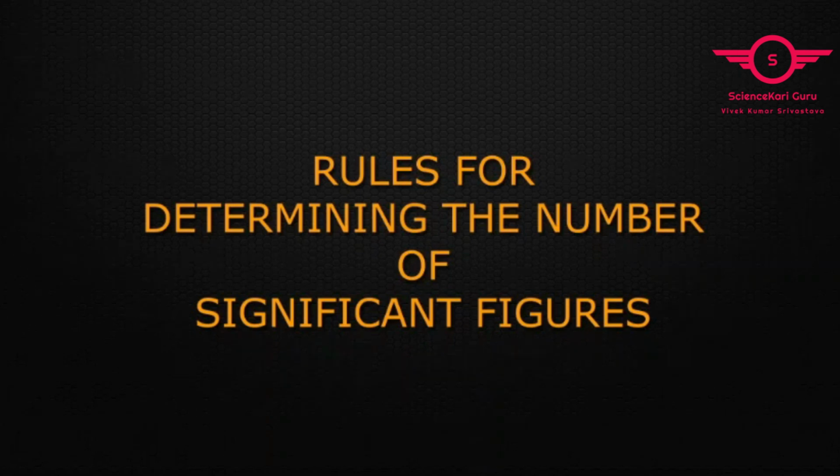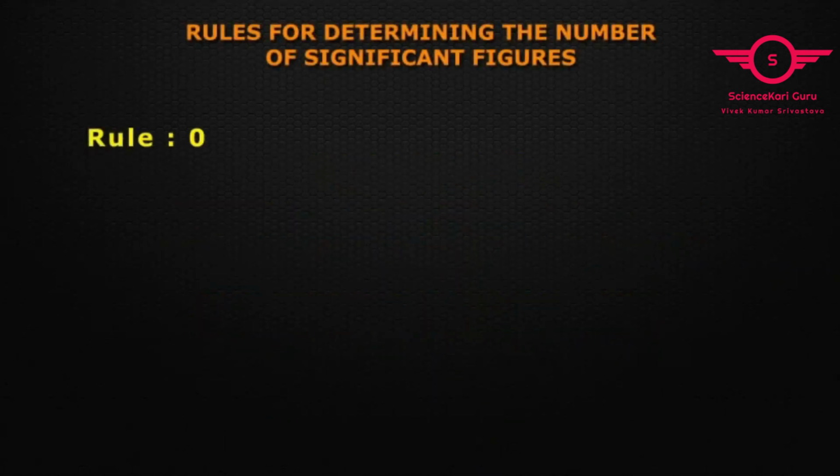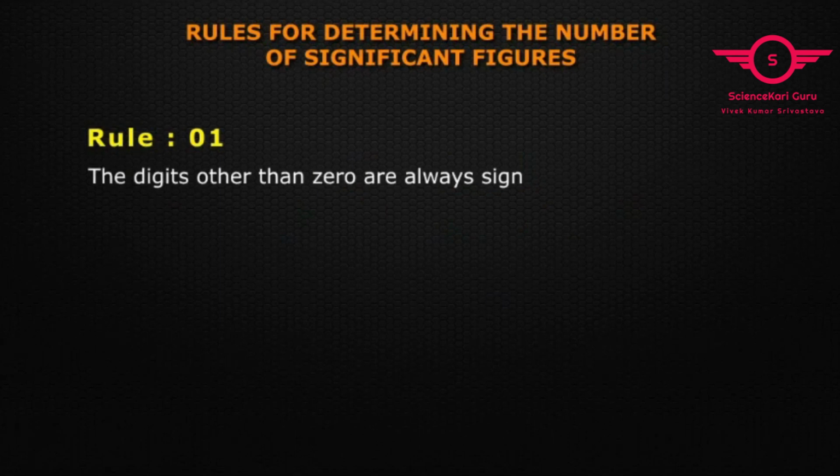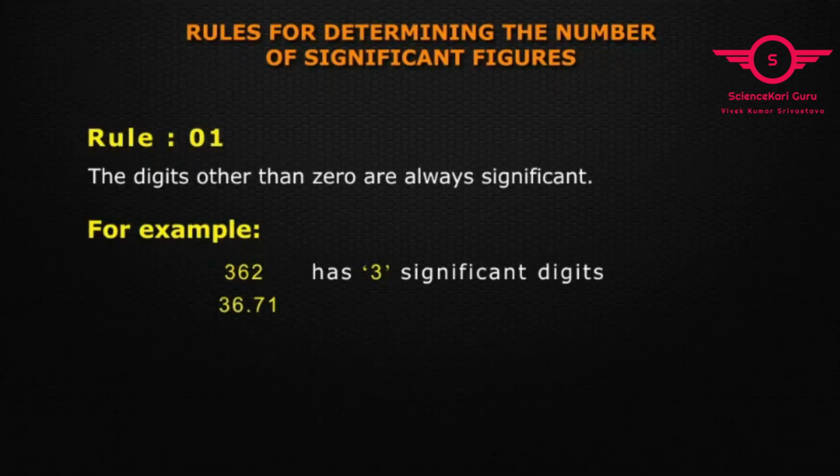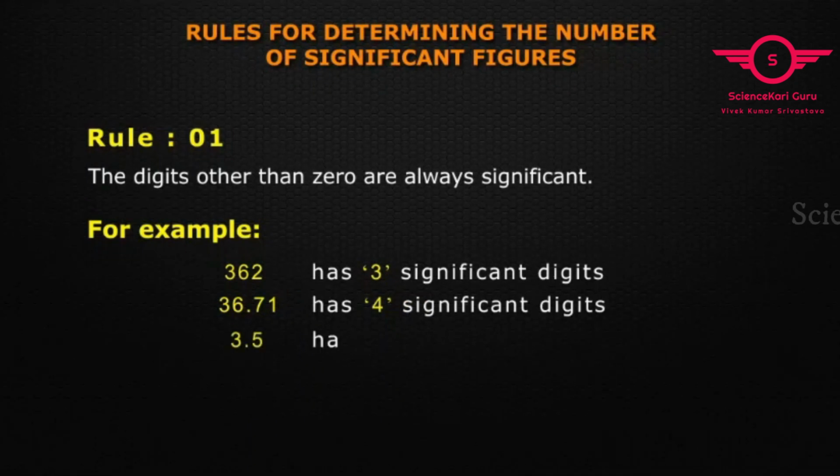Rules for determining the number of significant figures. Rule 1. The digits other than 0 are always significant. For example, 362 has 3 significant digits, 36.71 has 4 significant digits, 3.5 has 2 significant digits.